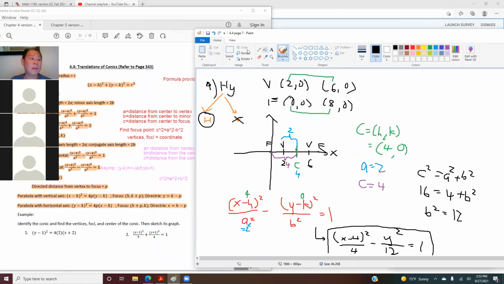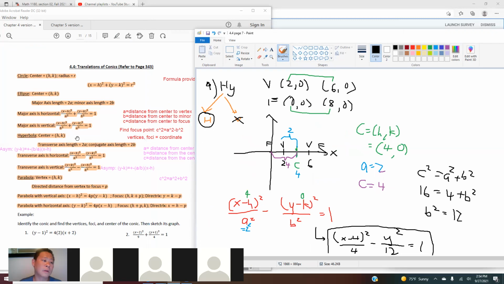So we're going to go a little bit on chapter 5. So this is the end of chapter 4. Again, make sure you know how to do this. A picture might help you to figure out horizontal, vertical, and your A, B, C for these kinds of questions. And again, use this formula because it's provided in your test. Anyone have any questions for me?